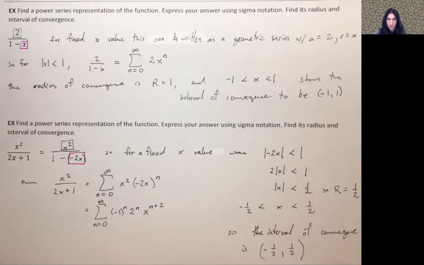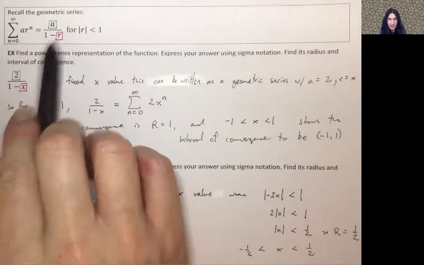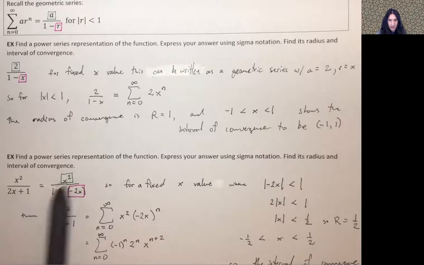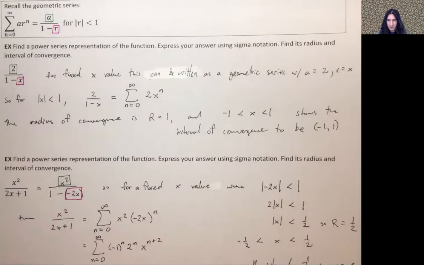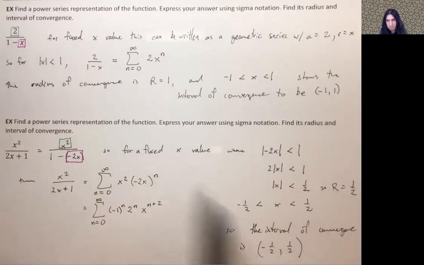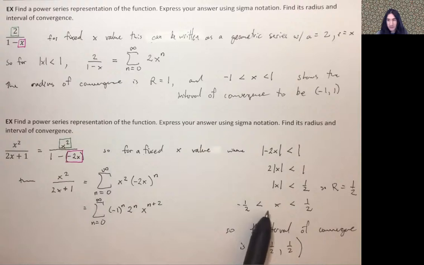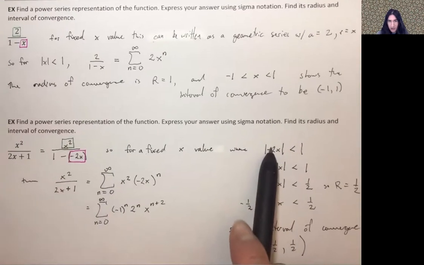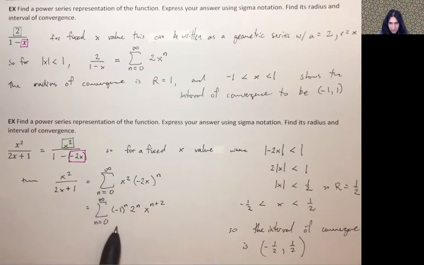Okay. Just keep this in mind. That's all you have to do, is just write the algebra so it looks like this, and then just write out what your geometric series says. This is when it converges, for what common ratio. This is what it converges to.